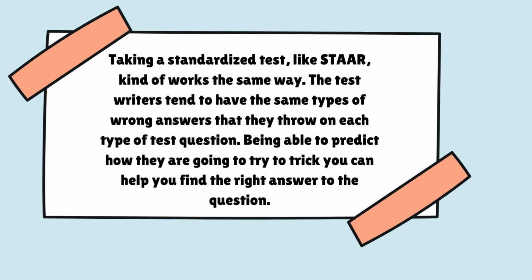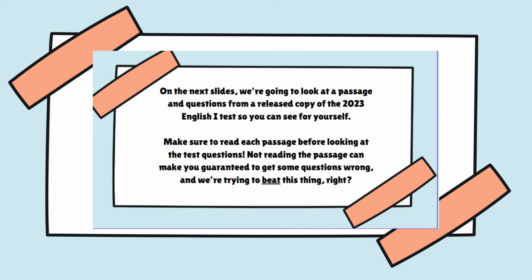The test writers tend to have the same types of wrong answers that they throw on each type of test question. Being able to predict how they are going to try to trick you can help you find the right answer to the question. So this is the approach that I take, in that we are going to examine the test questions and the pattern in which these are the types of wrong answers. Because if you can identify the wrong answers, if you can be 2 steps ahead of them, then you can eliminate those answers right away. And it makes you that much closer to passing the test.